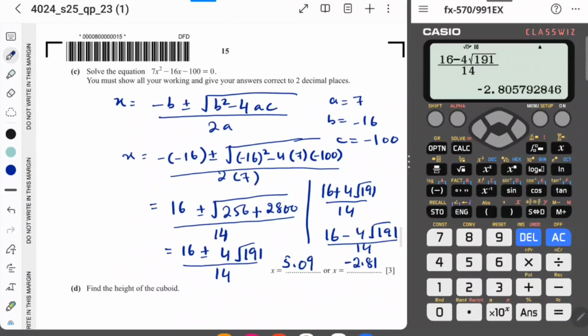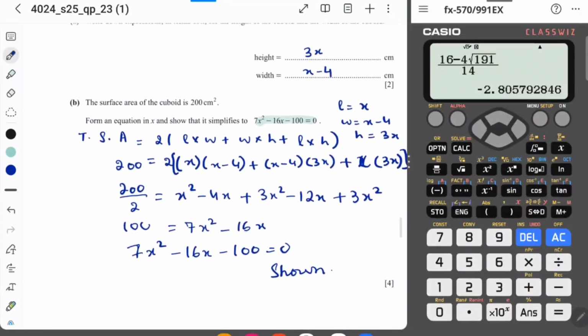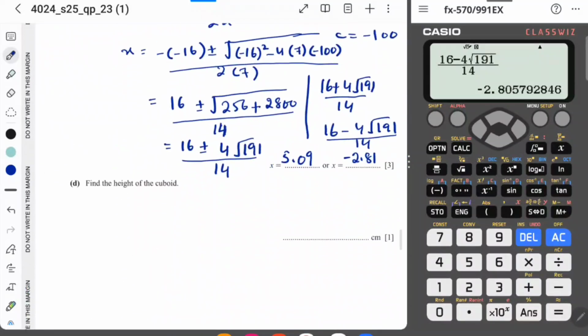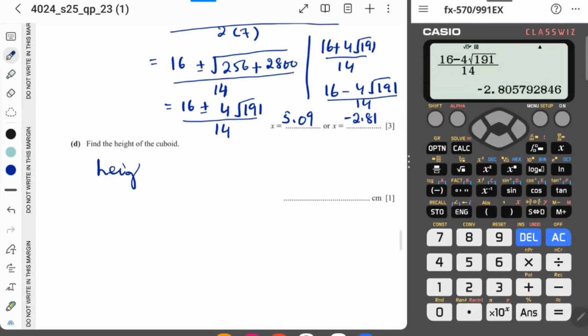Find the height of the cuboid is the next part. Height is 3x. Okay, so the height of the cuboid is 3x, and we found the value of x is 5.09 and minus 2.81. As length, width and height are dimensions, they cannot be negative, so we'll take 5.09. 3 times 5.09 is equal to 15.27.